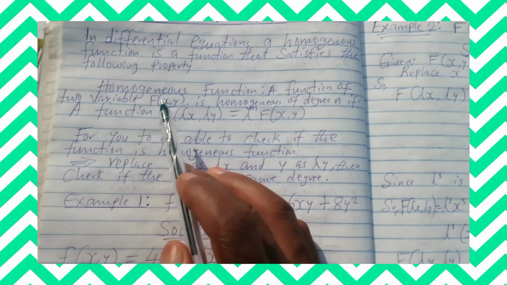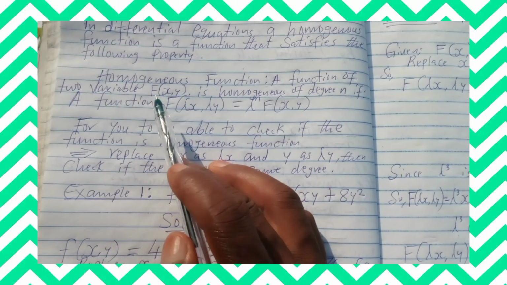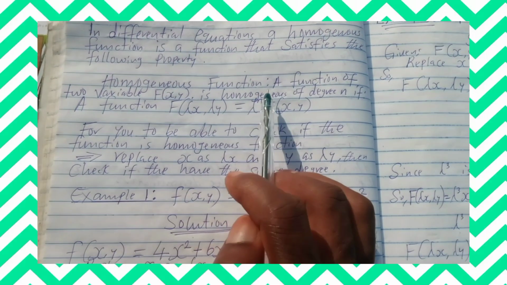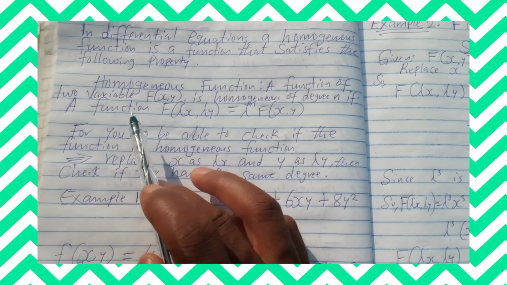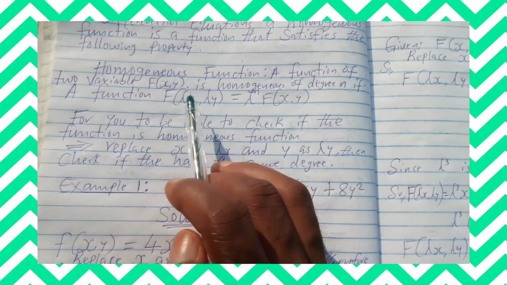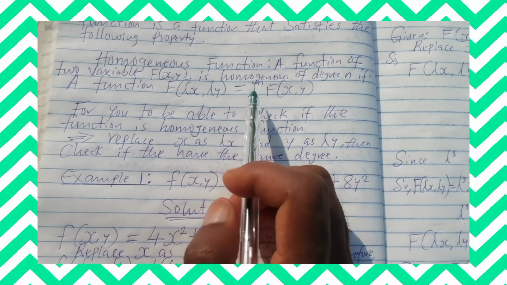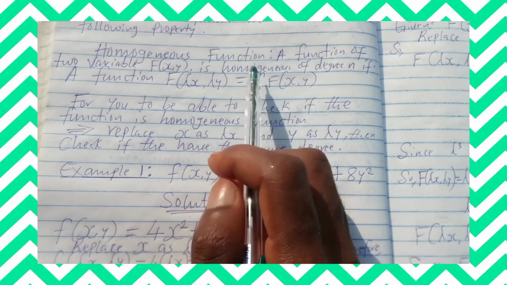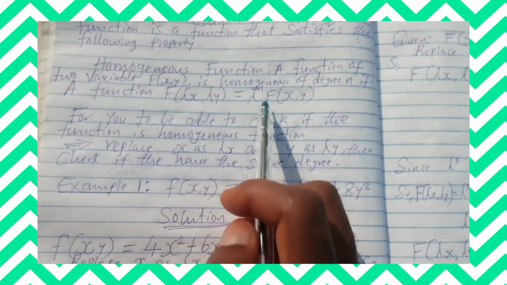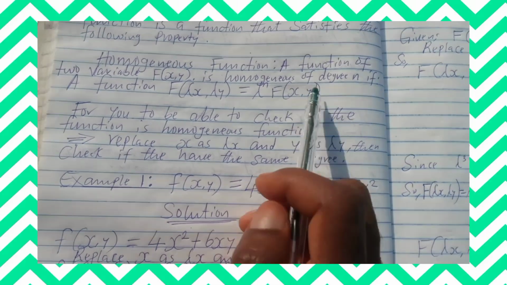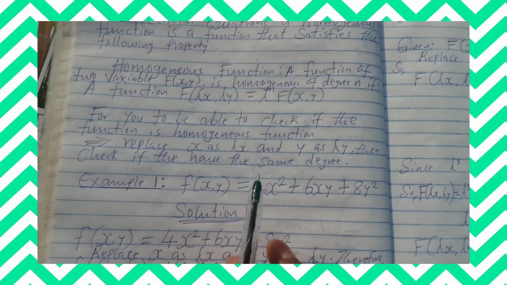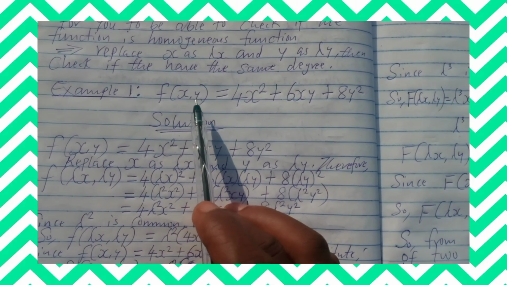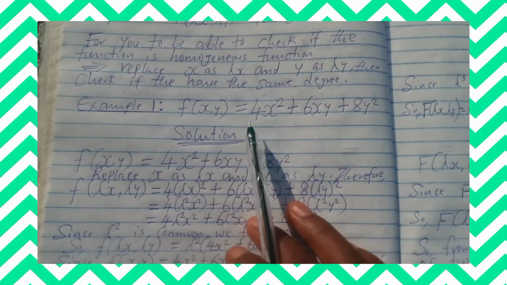A function of two variables, let me just say f, where f simply means function. A function of x and y is homogeneous of degree n if f of lambda x comma lambda y equals lambda raised to the power of n times f of x comma y, where n simply means the degree of the function. I will explain that more in the example below. So let's look at example 1 of how to solve a homogeneous function.